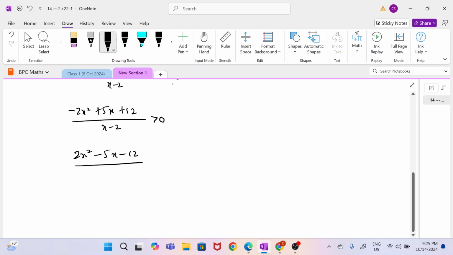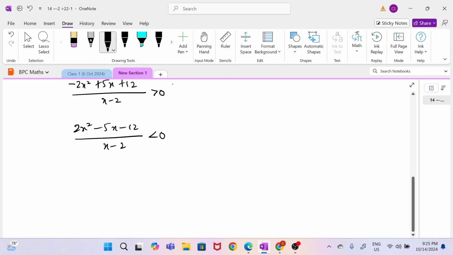As I told you, I don't like to keep the negative here, so I change the direction. When I change the direction, all the signs here will change, but not the denominator. The denominator will not change, just like this. Only the numerator signs will change. And then you factorize this.